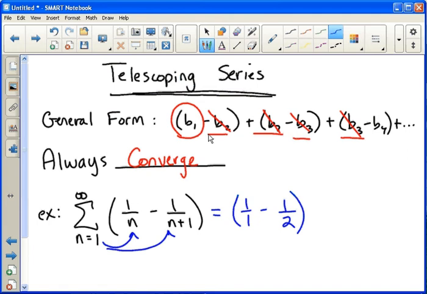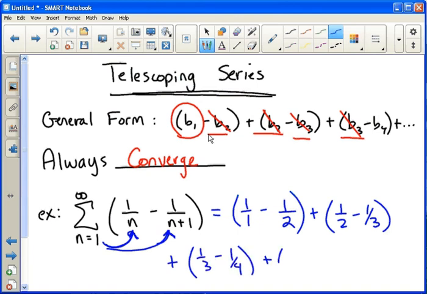Now I need to add to that what happens when I plug in 2. So now I plug 2 into n in both places, and I get 1/2 minus 1/3. Plus, now I need to plug in the 3, so 1 over 3 minus 1 over 4, plus, now plug in 4, 1 over 4 minus 1 over 5, and so on. I think that's enough to get the hint there.